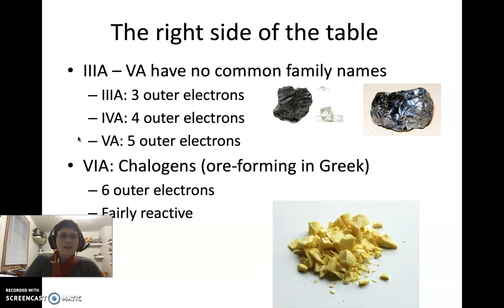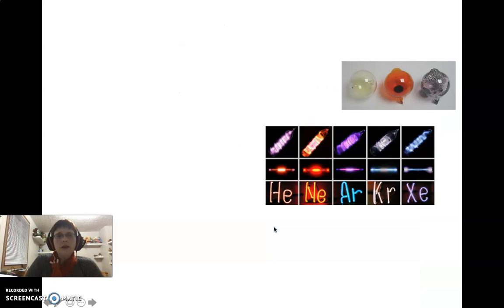But they're kind of like the opposite of what we saw on the first 2 columns. So like the alkali metals and alkaline earth metals are very active. Well, we've gotten to kind of their partners on the other side. So these guys are going to react easily. So the one that you can see here is sulfur.